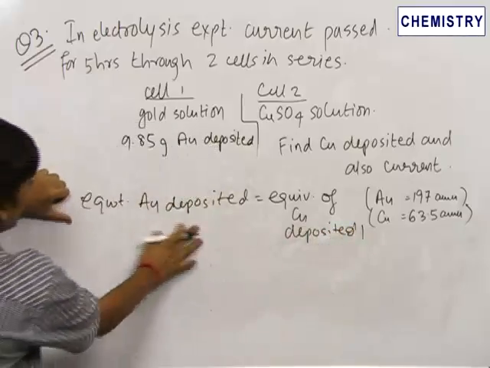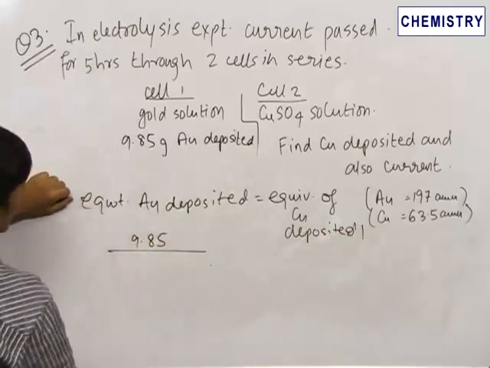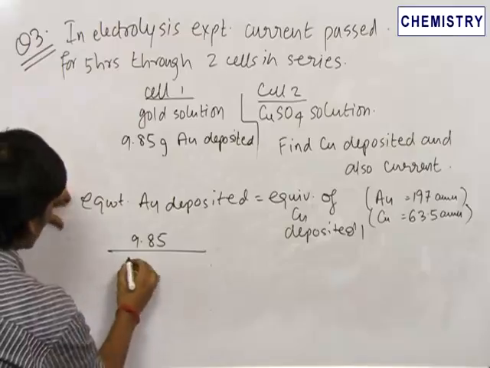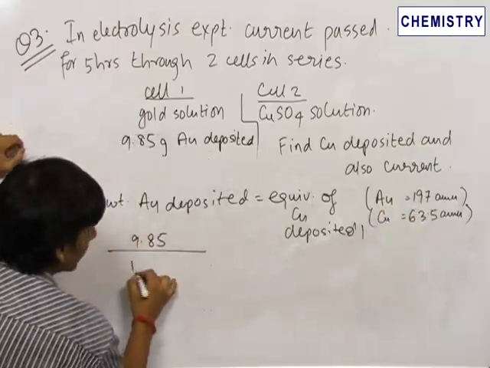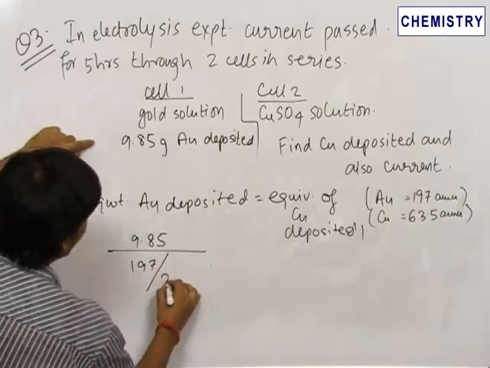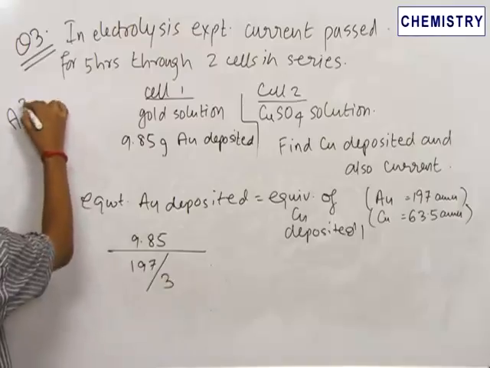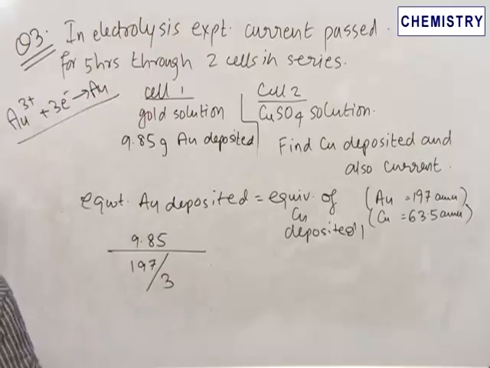Now, equivalence of gold deposited can be written as mass of gold deposited upon the equivalent weight of gold. The equivalent weight of gold can be written as molecular weight upon the valency factor, which is 3 in this case, because gold reduces by taking 3 electrons to Au.